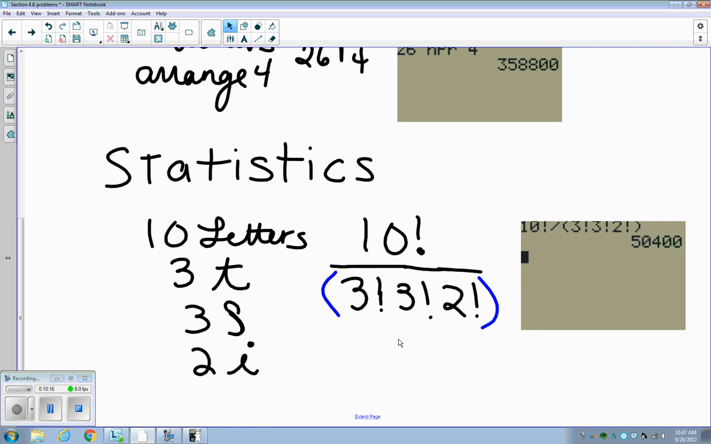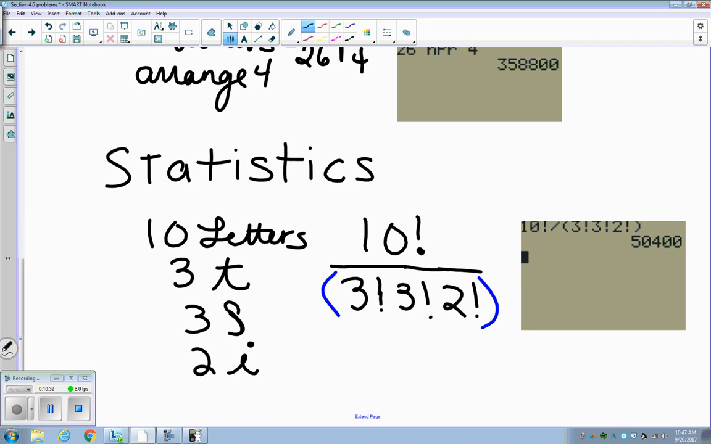If I have the situation where digits or items are repeated, then I have to use this formula. And that's all about permutations and all about when order matters. Okay?